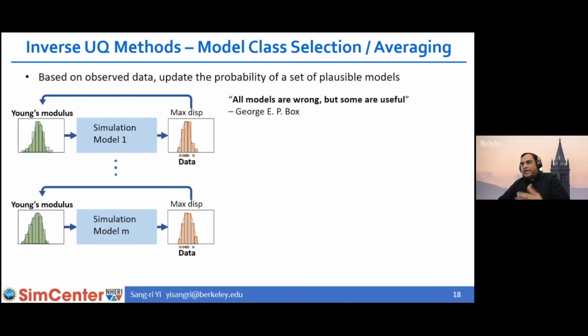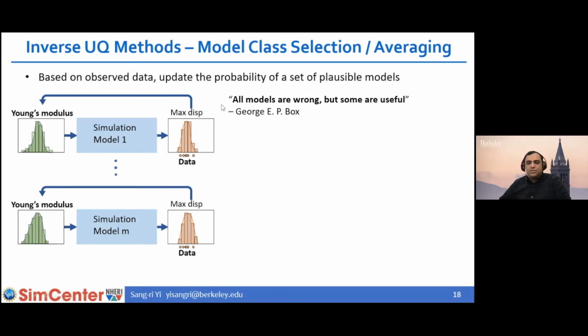And we can also update reliabilities based on the samples drawn after Bayesian calibration. Another kind of inverse UQ method is model class selection. Engineers, we always work with models, and the models may be physical or mathematical, but every model is an approximate representation of reality. And there is that very famous aphorism attributed to George E. P. Box that says all models are wrong, but some are useful.